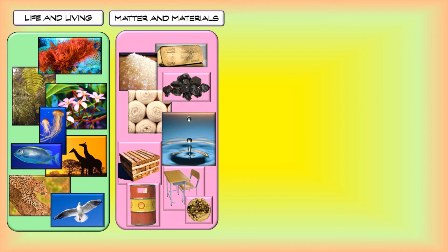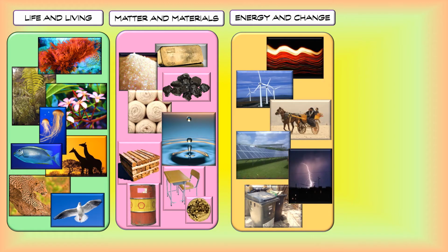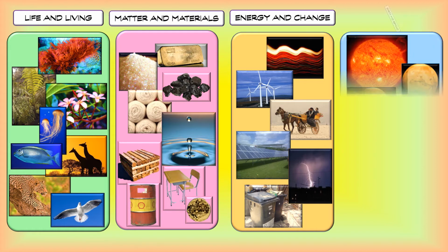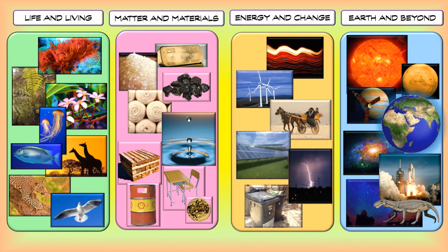In South Africa, there are four scientific themes that we study. Life and living is about living things and how they exist on our planet Earth. Matter and materials is about the structure of different materials that are natural and how they are used. Energy and change is about how we use energy sources and how energy changes. The Earth and Beyond is about our planet Earth, space and creatures that existed a long time ago.